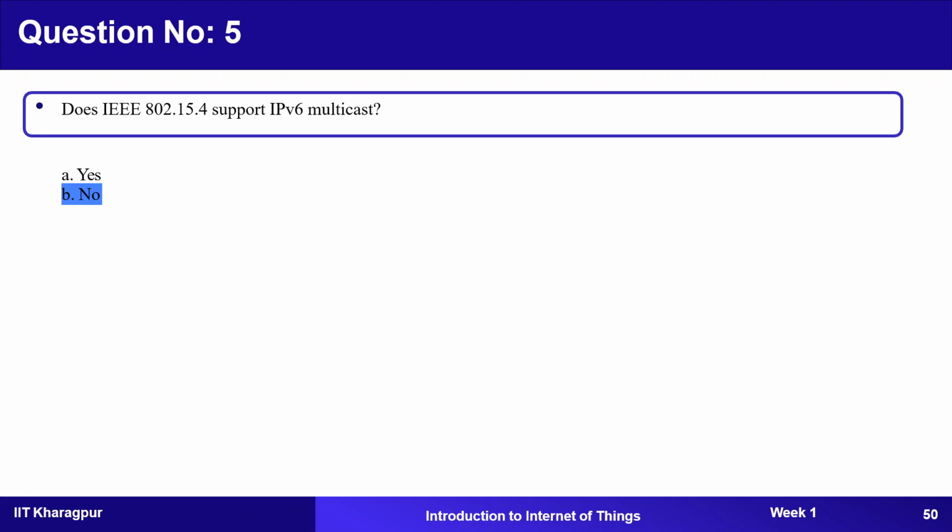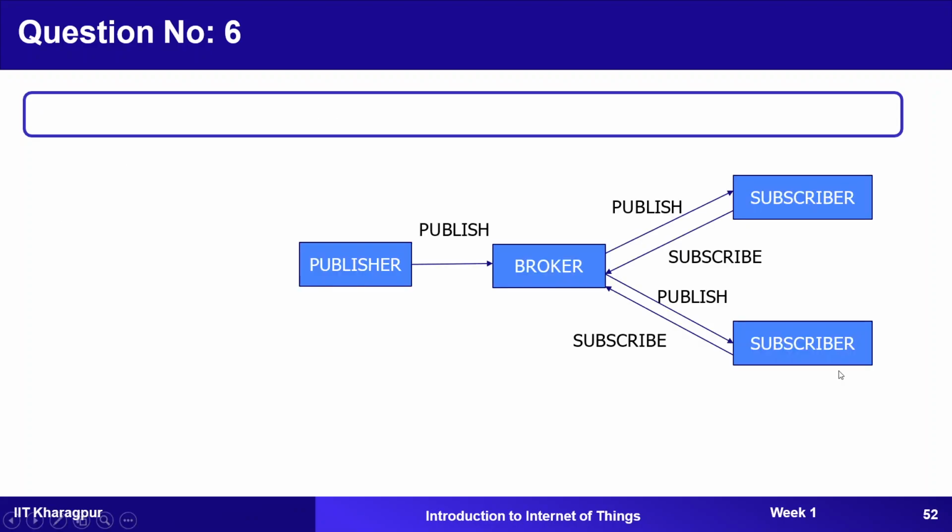Next question, question number 6 is, in MQTT, a blank subscribes to a topic. Options are client, broker, publisher, all of the above. Option D, all of the above. Client subscribes. Yeah, client subscribes. Client means the subscriber which is going to subscribe to a particular service. So this is a publish subscribe model. These are the clients which are going to subscribe to a particular topic.